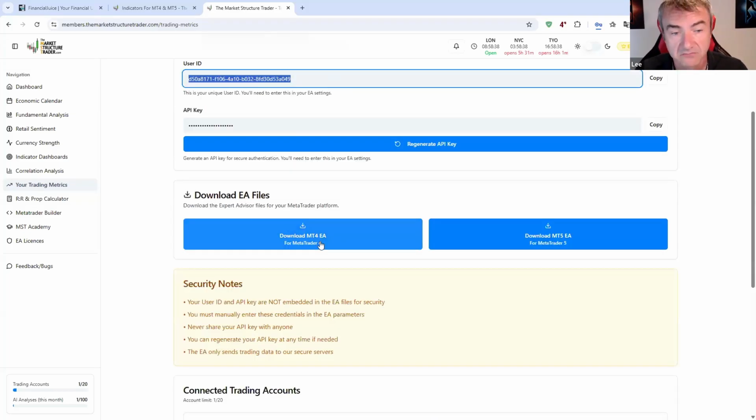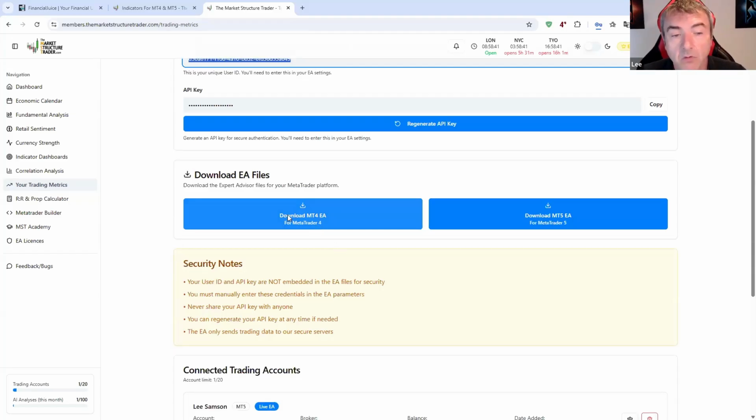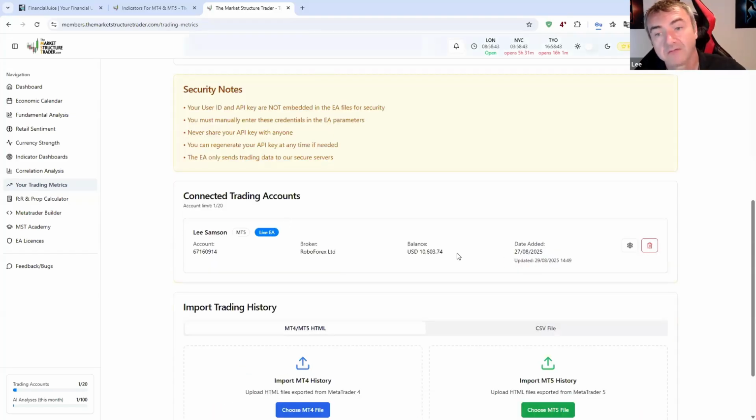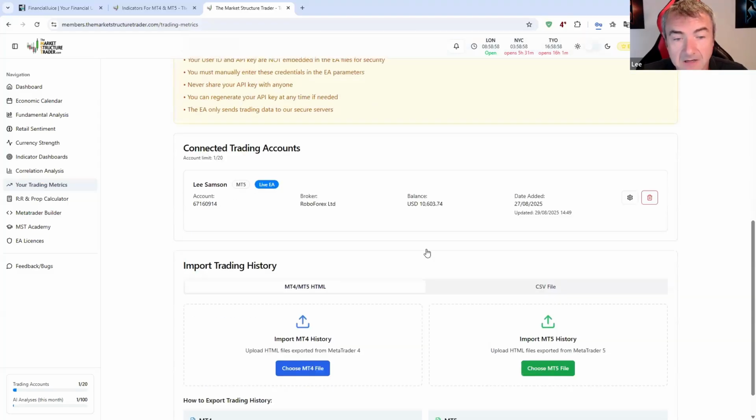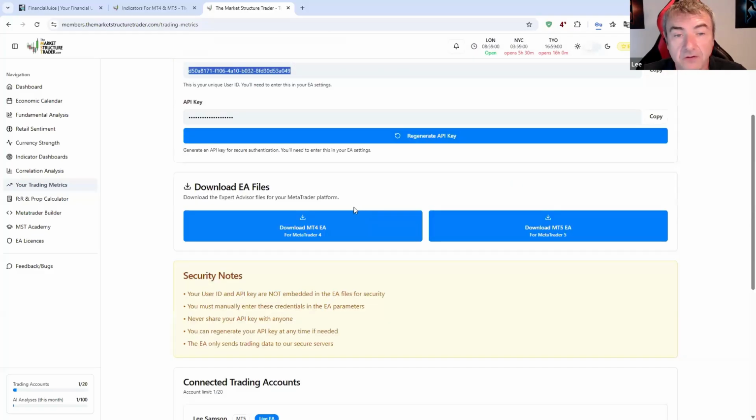So just open a new chart, stick the EA on there. And what that will do is it will feed your account data into your members area. You can have as many accounts as you want, depending on your membership level, but you can adjust the name and the broker of the account as well. And it basically just feeds up that data for you.